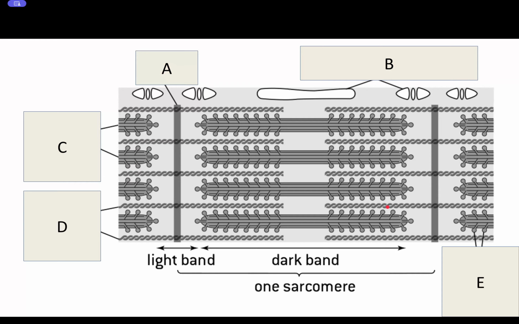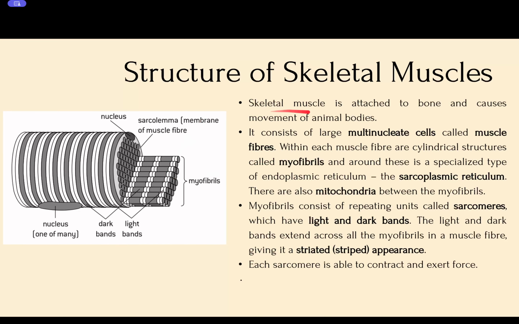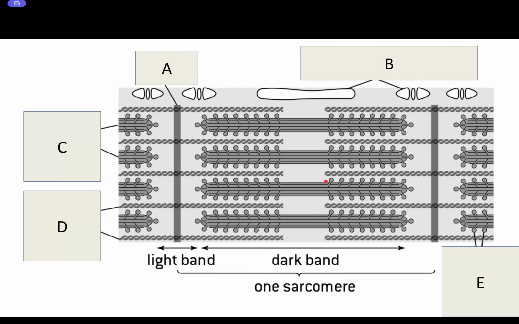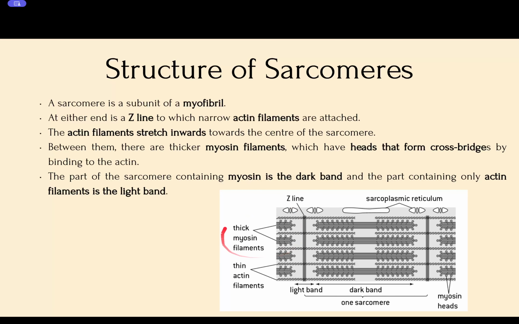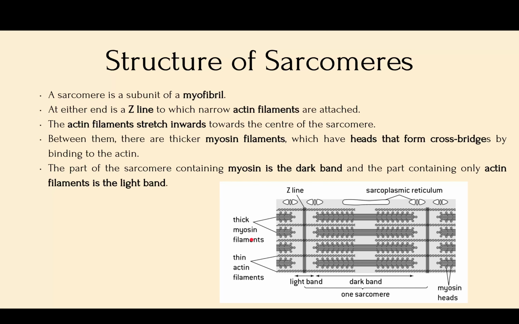This sarcoplasmic reticulum is a specialized type of endoplasmic reticulum. And then E was myosin heads and C was myosin filaments. Are we good? Yes? Z disc and Z line.